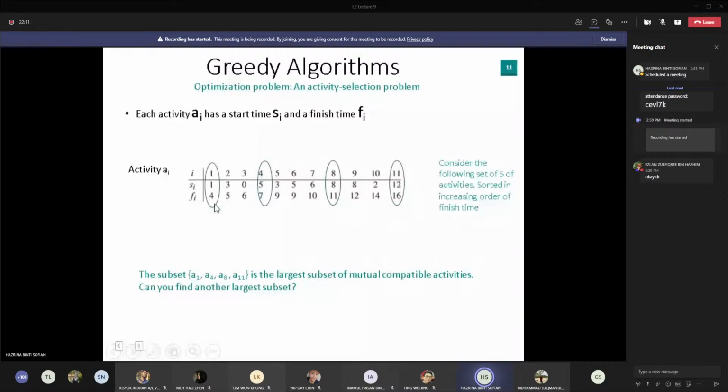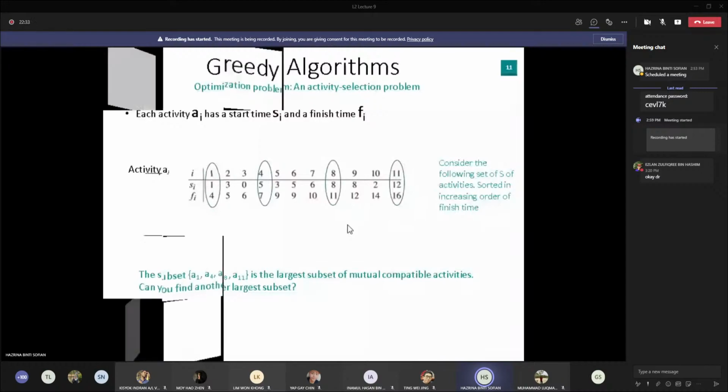In this question, we just want to maximize the number of activities. There can be questions where we want to maximize the amount of time, so it will be different. Whatever it is, this is just an example of how greedy can be used to solve the problem.